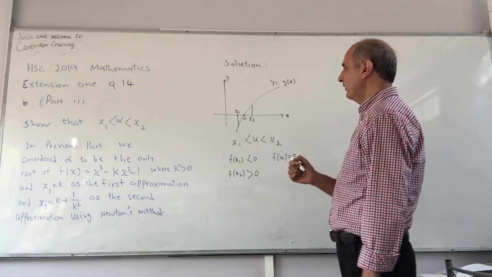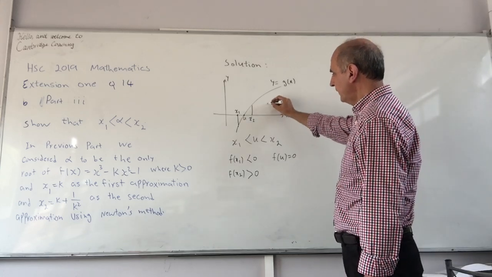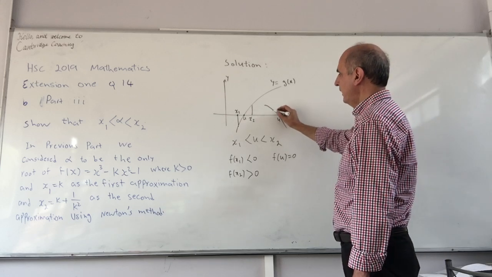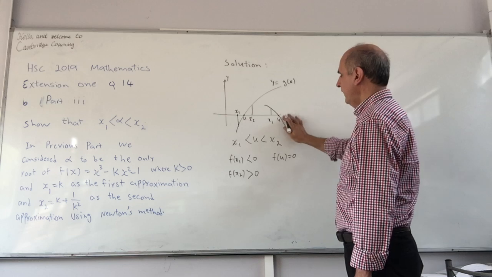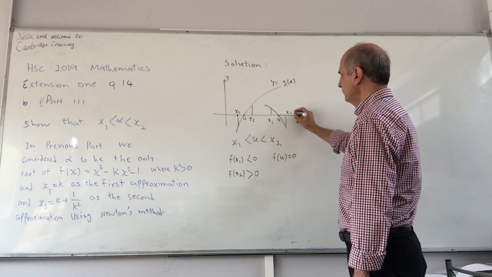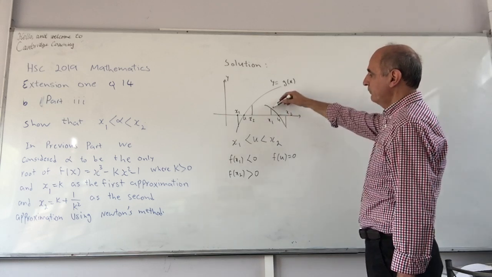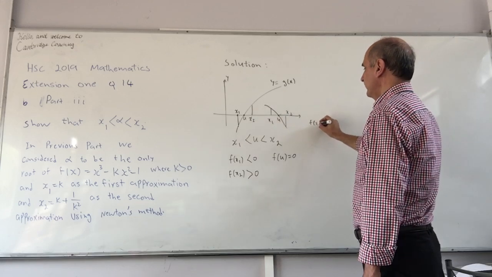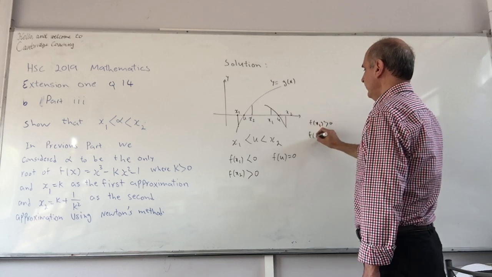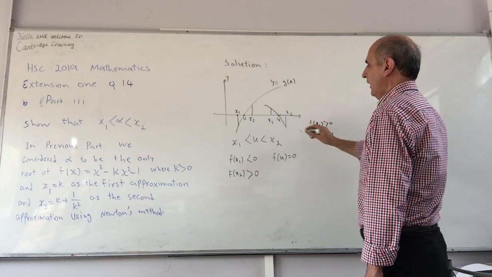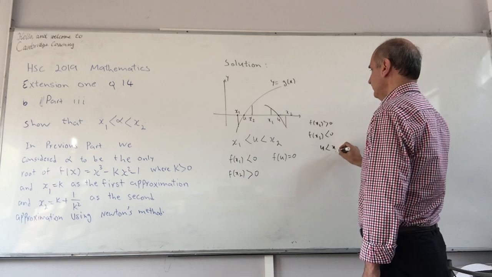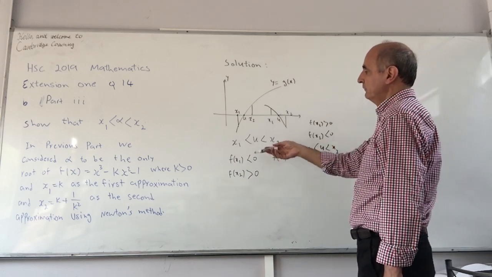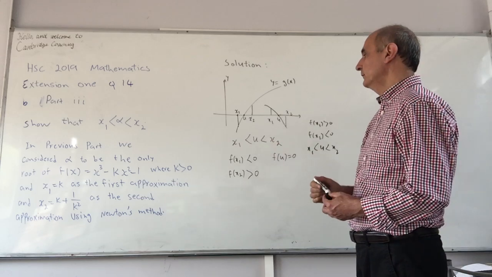It could be the other way around too. If my function was like that, and this was u, and this was x1 and this was x2, here it's gone from positive to negative. So here f of x1 is positive, f of x2 is negative, and still that means that u lies between x1 and x2. So it doesn't matter in which one of them it is positive and in which one it is negative.